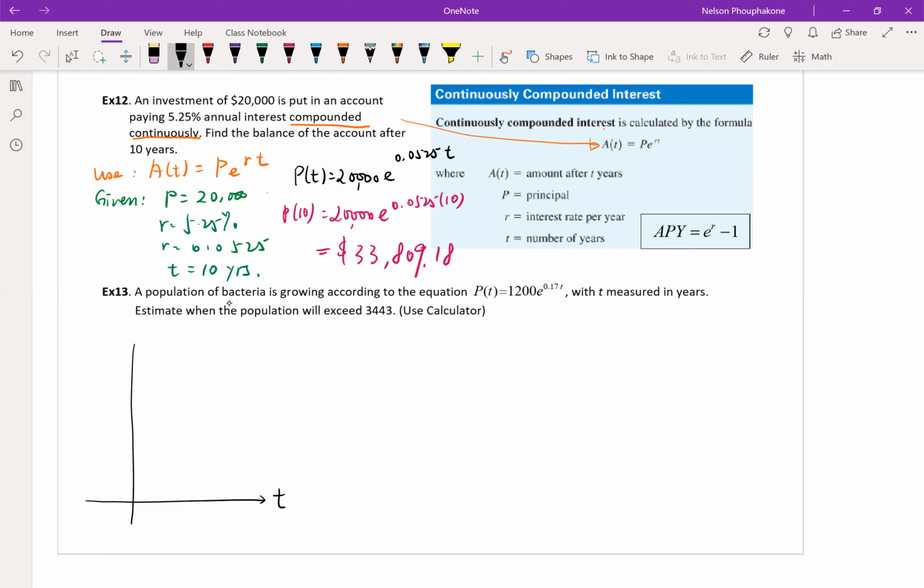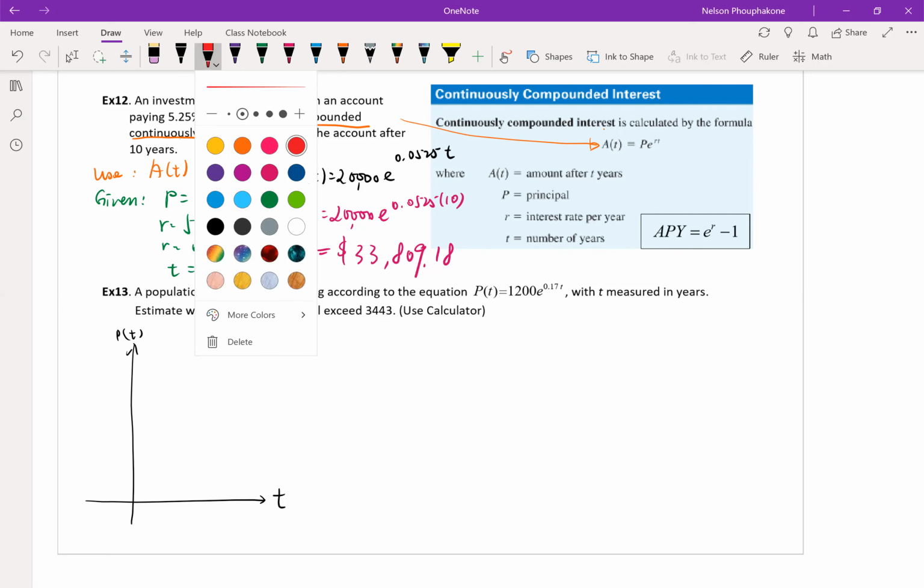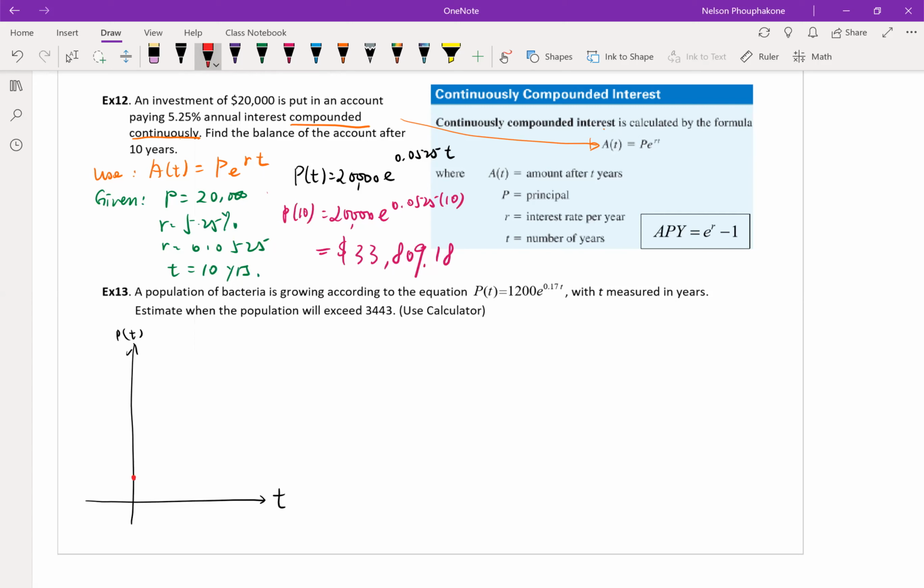Okay, so now let us try to graph the function to see what is going on. In this case, this is t right here, and this is the population of the bacteria, P of t. To this one, you know that P of 0 is 1200. What does this mean? It means the initial value is 1200 here. And the bacteria is growing, increasing this way, with the continuous growth rate of 0.17, which is 17%.